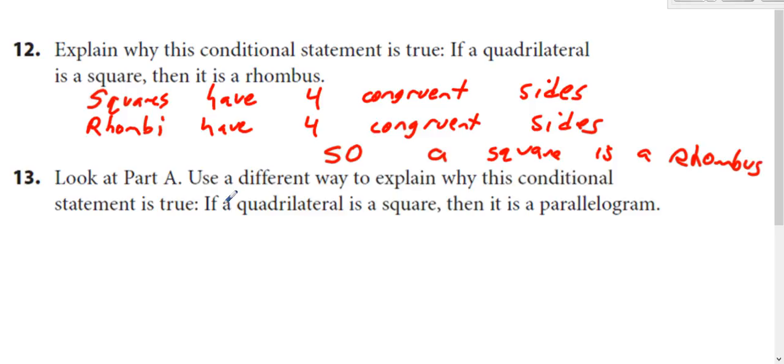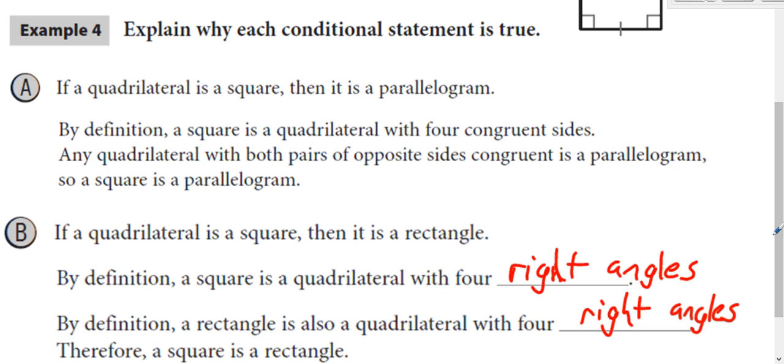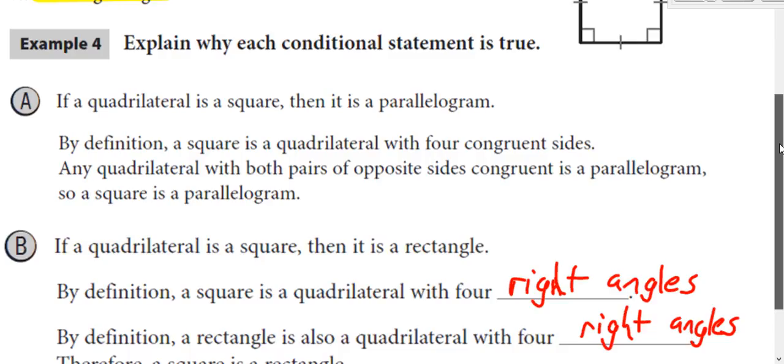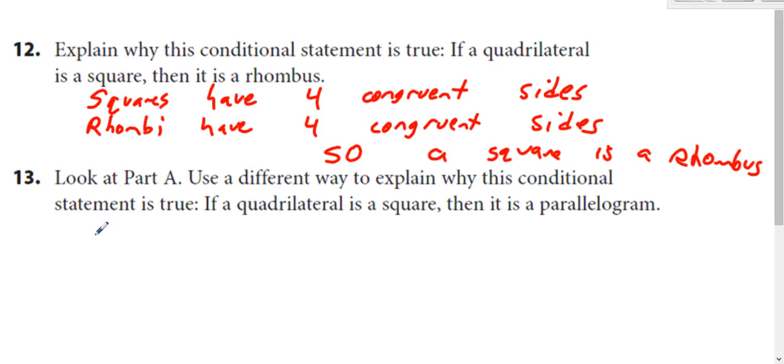So then we're also going to go back, look at part A, and do it a little bit different. There's other ways you could have done that. So part A said if a quadrilateral is a square, then it's a parallelogram. We went with the fact that all four sides were congruent, so therefore opposite sides were congruent. Another way you could have gone is that all four angles are congruent, therefore opposite angles are congruent, therefore it's a parallelogram. So we could do the same thing but with the angles.